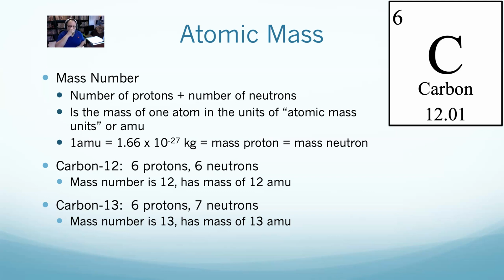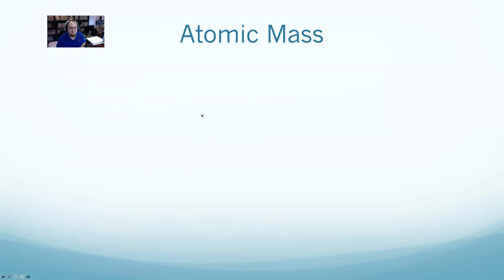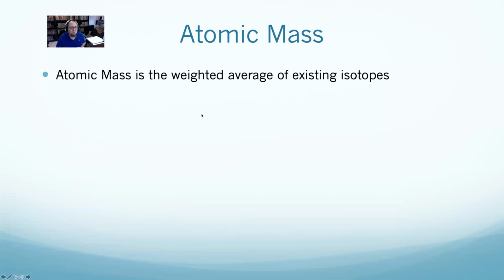Now, when you look at the periodic table, you see this number on the bottom of each element. It says carbon is 12.01. That is not the mass number. Mass number, once again, is number of protons plus number of neutrons. That is what is called the atomic mass. And the atomic mass is a weighted average of all existing isotopes.